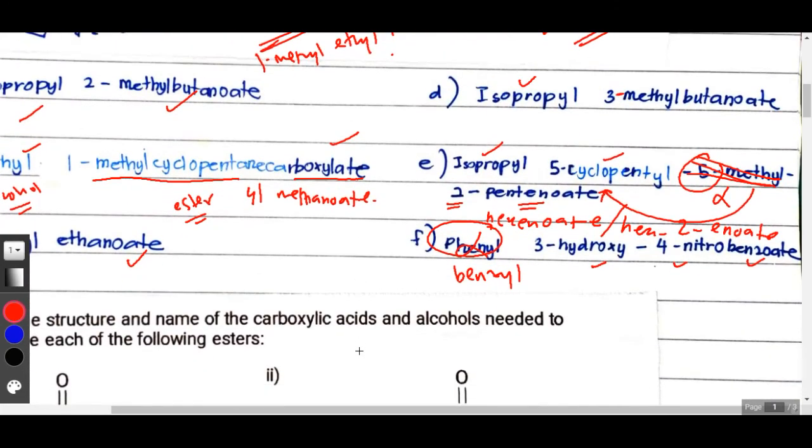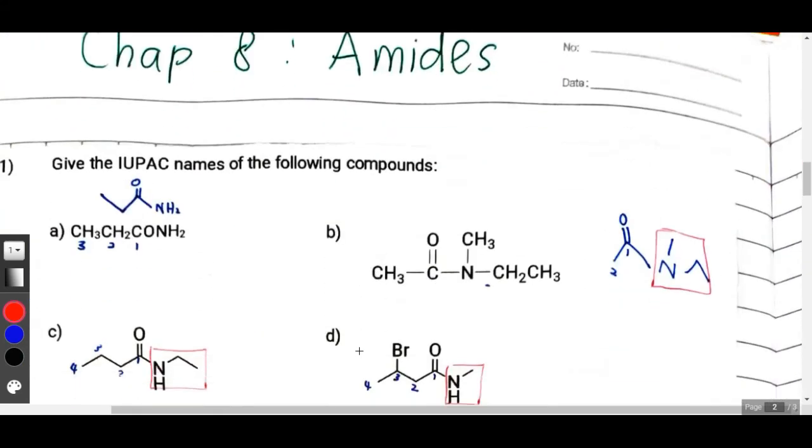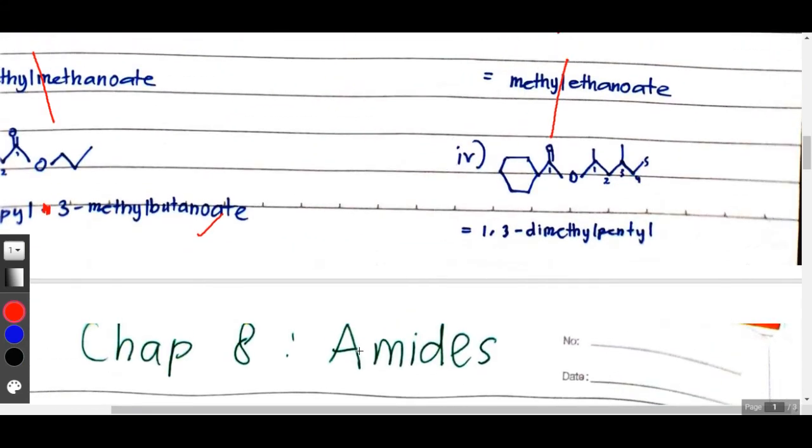And lastly, we have this structure. 1, 2, 3, 4, 5. This is 1,3-dimethyl pentyl. Okay, this is correct. All right, you forgot to write the name. It can be cyclopentane carboxylate, or we can call it 1-cyclopentyl methanoate. Both of them are acceptable.